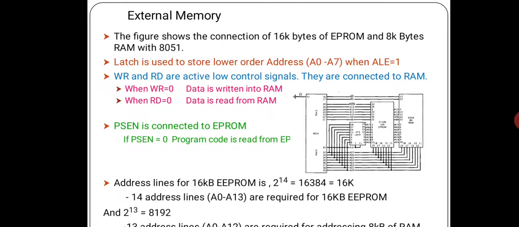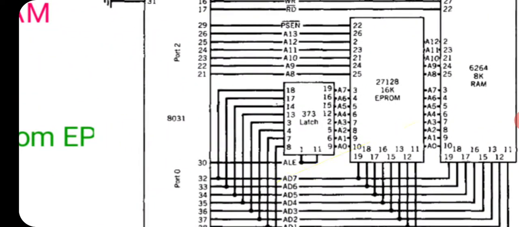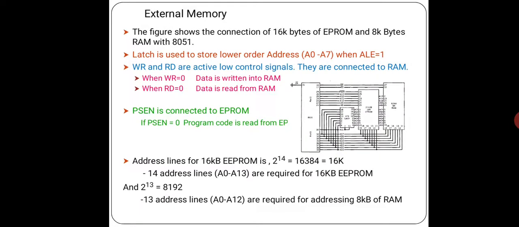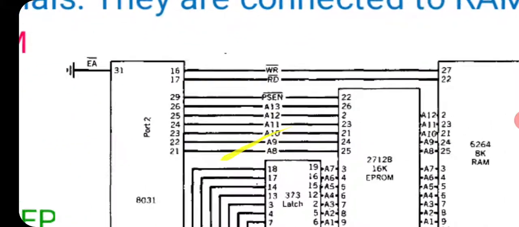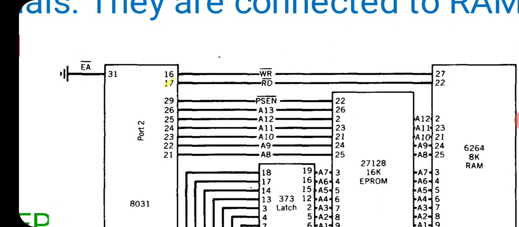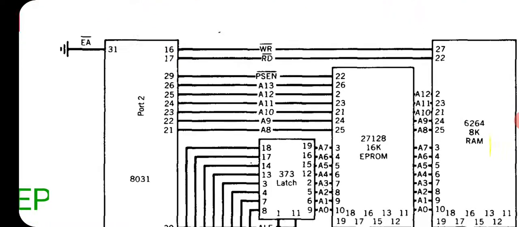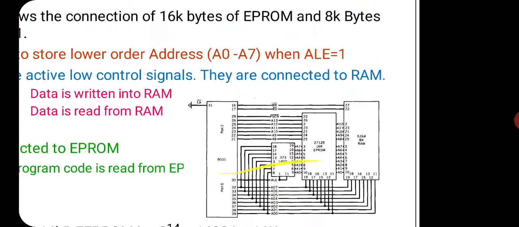Then we have WR and RD. These are active low control signals. They are connected to RAM, you can see this diagram. What is the use of this? See, pin number 16 and pin number 17 are connected to RAM here.